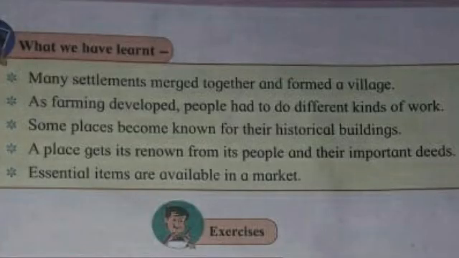What have we learned, children, in this lesson? Many settlements merge together and form a village. As farming developed, people had to do different kinds of work. Some places become known for their historical buildings. A place gets its renown from its people and their important deeds. Essential items are available in a market.